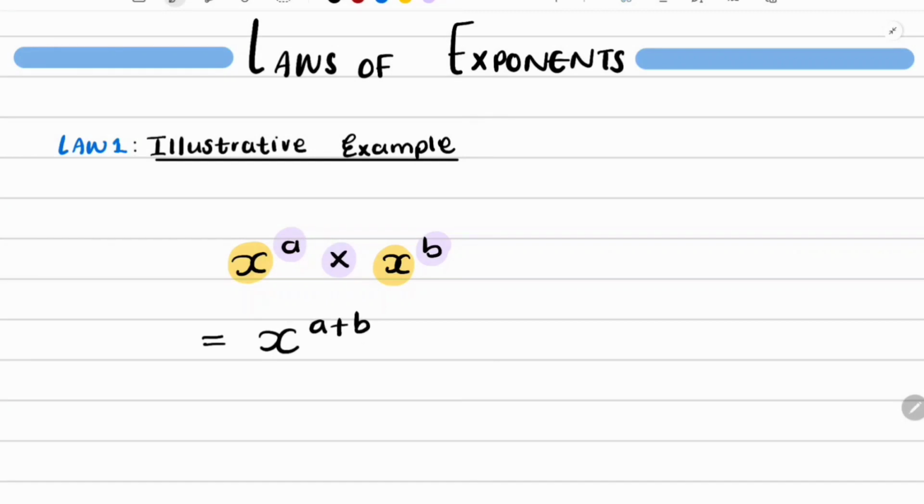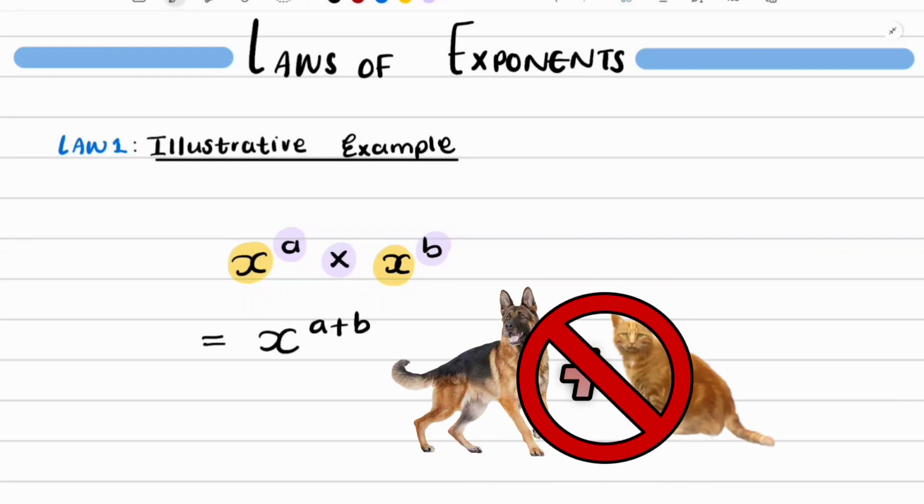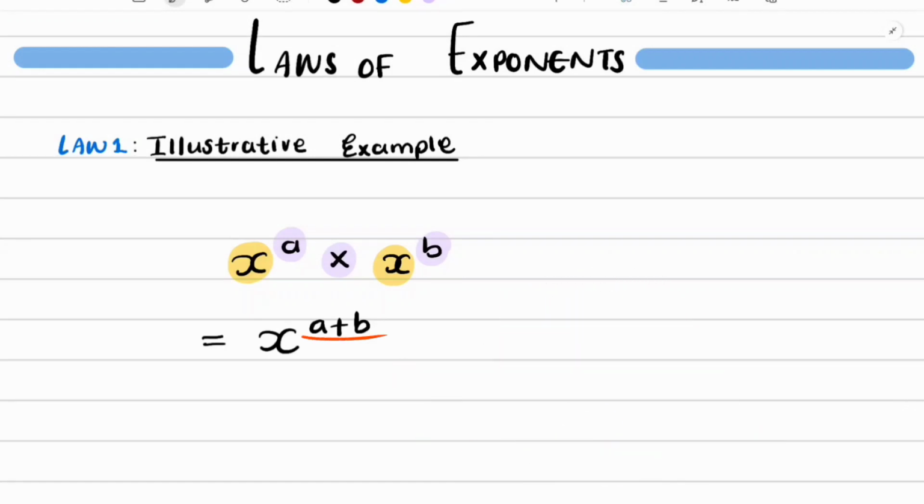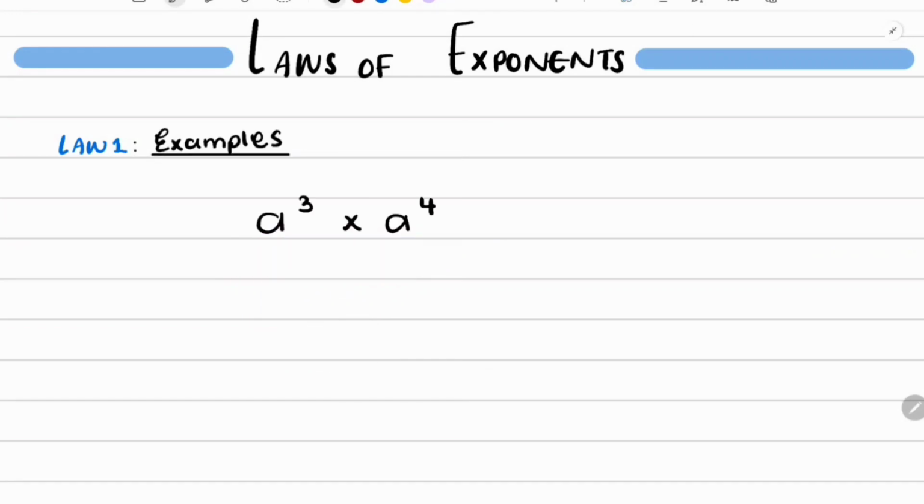And a and b are not like terms. Just like we cannot add a dog and a cat and get a cat dog, it's the same way we cannot add an a and a b and get a b. Okay, so a plus b just stays a plus b. And this would just be our answer. So here's an example you can try out.